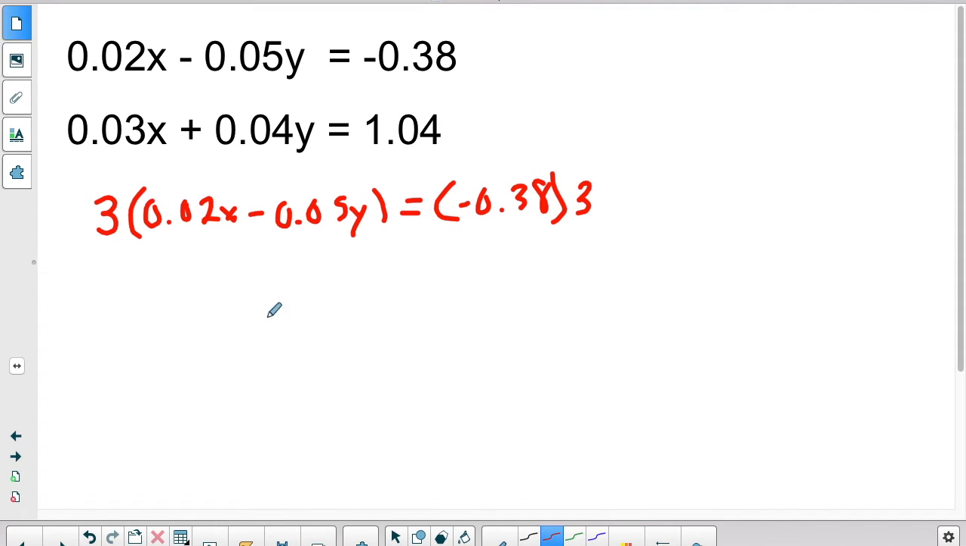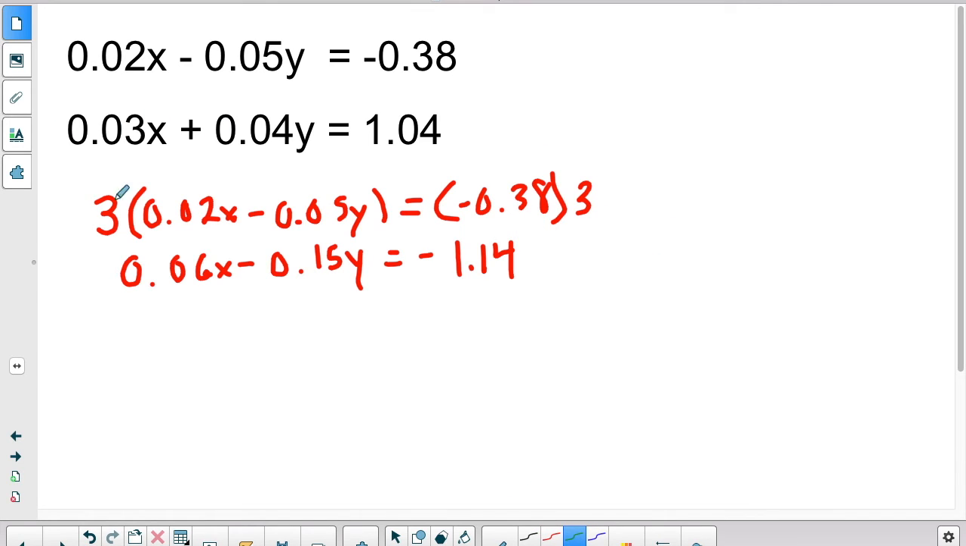And if we do that here, we get 0.06x minus 0.15y is equal to negative, make sure I do this right, negative 0.38 times 3 will give us negative 1.14. And that's one of our equations.